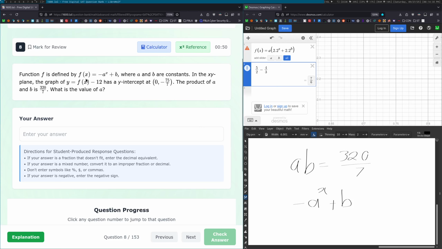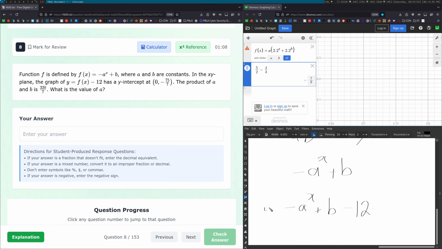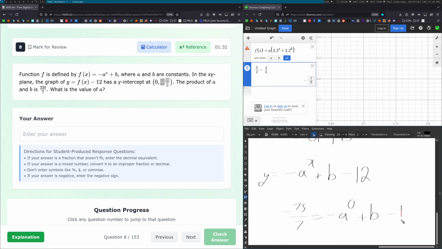Let's plug that into this, because we know the y-intercept. We can do some algebra if we plug in 0. So negative ax plus b minus 12 is our new function here. And we know that whenever we plug in 0, we must get this in return. So negative 75 over 7 is equal to negative a times 0 plus b minus 12.